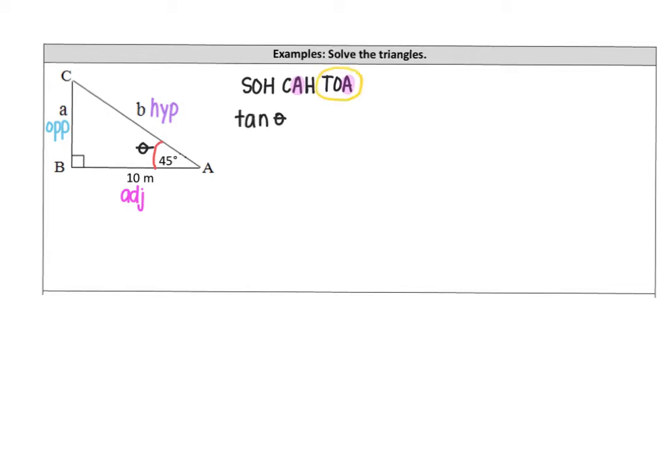We know that the tan of theta is equal to the opposite over the adjacent. Tan of 45 is equal to a over 10. From there, we'll need to find out what the tangent of 45 is. So we'll type in 45 and hit the tangent button on our calculator, and we'll get 1. So we'll have 1 is equal to a over 10.